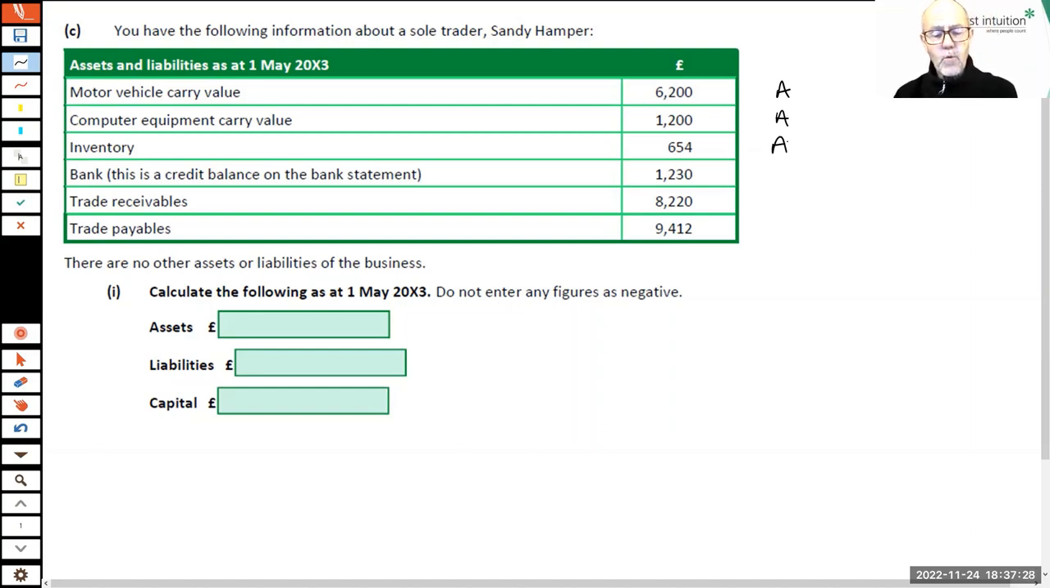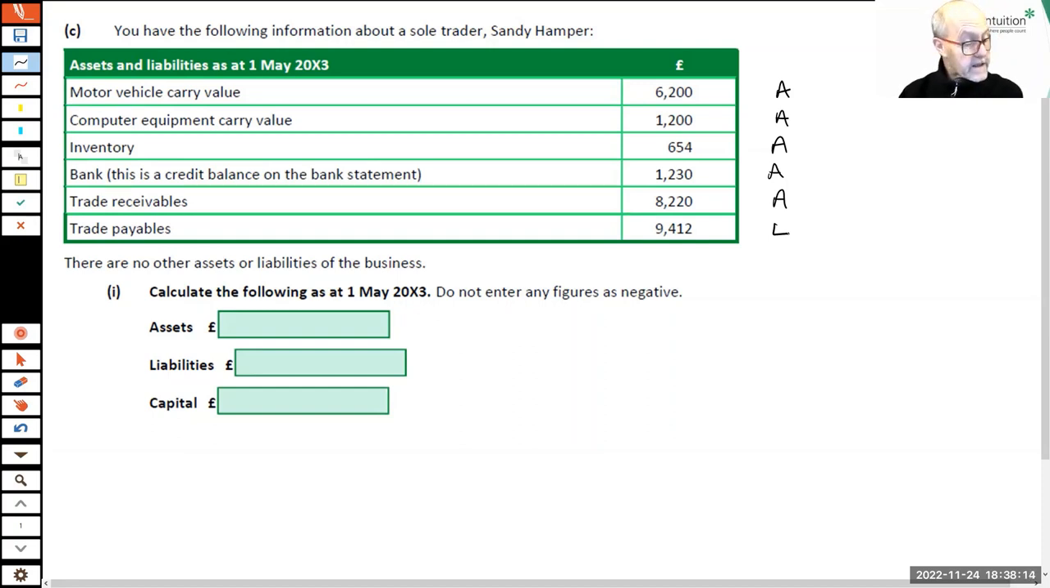The bank is a credit. Ooh, credit balance on the bank statement. So the bank statement says, the bank are saying, we owe you some money. So that's another asset because the bank owe us. Remember that the bank statement is not our bank account. If the statement says credit, the bank are saying we owe you. Trade receivables, people who owe us money, they're also an asset. Payables are a liability. So we've got 5 assets and a liability.